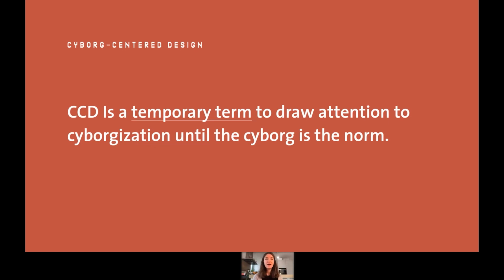So that's why cyborg-centered design is also a temporary term to draw attention to that whole topic until the cyborg is the norm. By using not the term human-centered design, but cyborg-centered design, it shows, okay, there's something different, and it brings attention to the topic. But as the cyborg definition is changing, and the cyborg is becoming more human or not, it's very temporary how we define it.